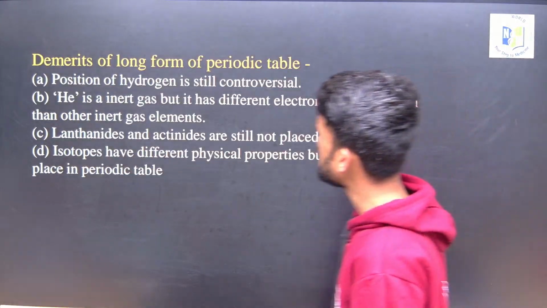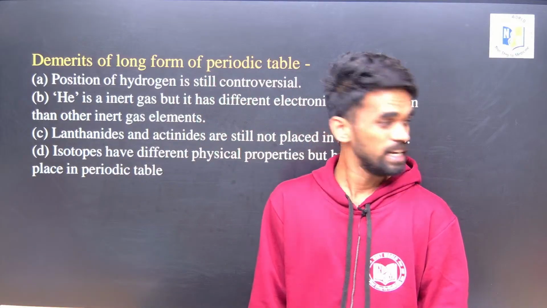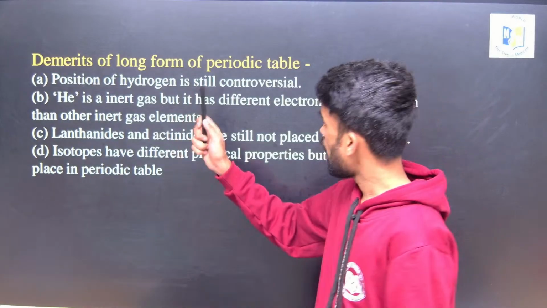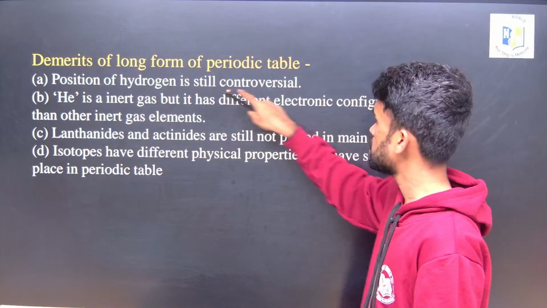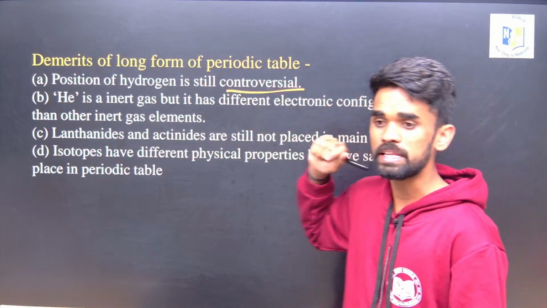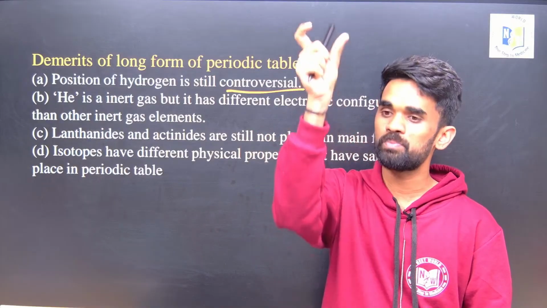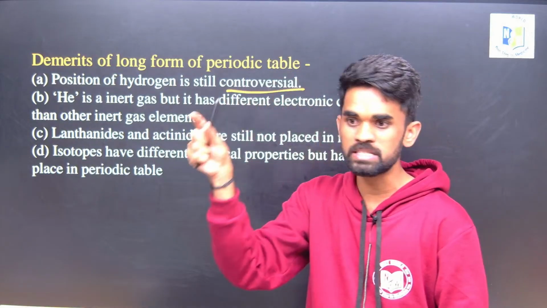Now what are the demerits? The position of hydrogen is not satisfactory here also, because it shows similarities in properties with halogens as well as alkali metals. Still it is controversial. That's why in your standard periodic table, if you observe, it is positioned at the top, not in the first group, not in the 17th group.